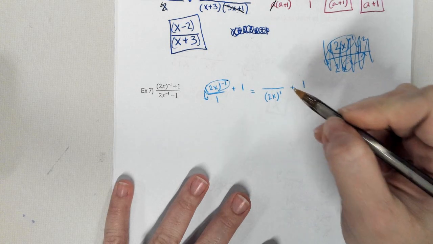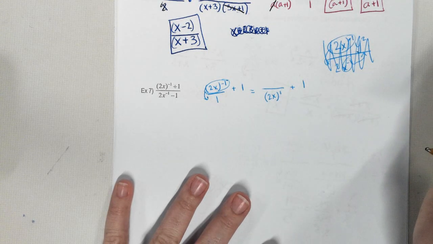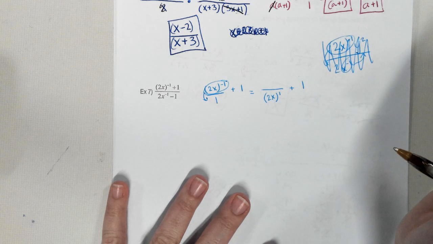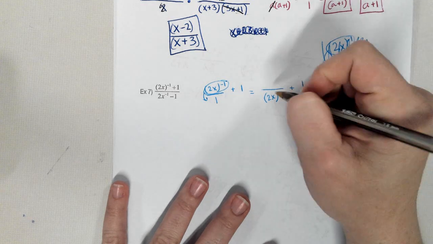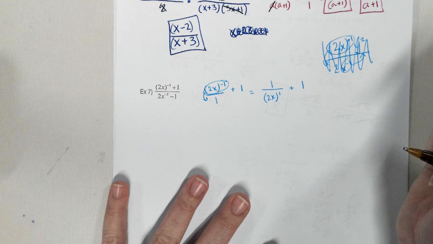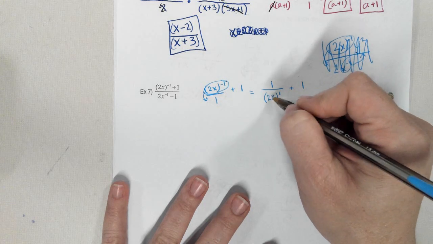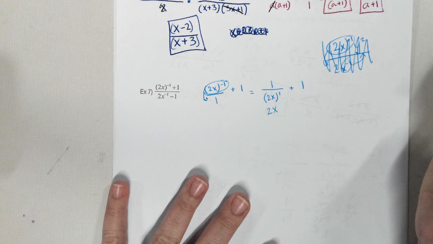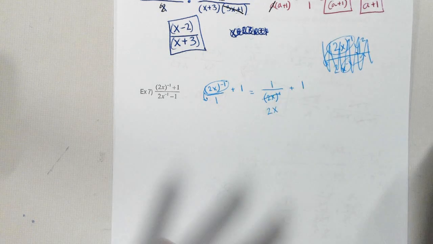However, can I have an empty numerator? No. So what can I put up there that doesn't change anything? A 1. Now, 2x to the first power, is that the same thing as just 2x? Yes. So I can rewrite it like this.